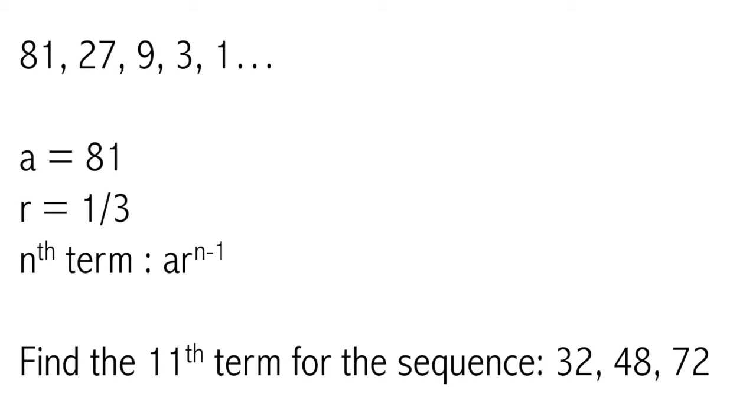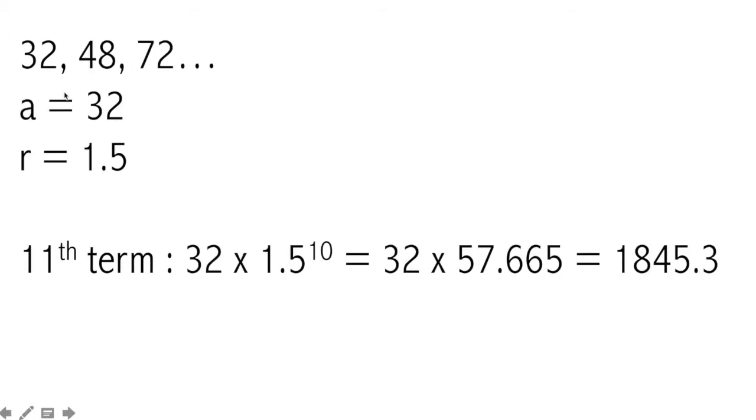So find the 11th term for this sequence: 32, 48, 72. The first thing you want to mark out is the first term, that's 32. The second thing you want to mark out is the R value. So 72 divided by 48 is 1.5, 48 divided by 32 is 1.5.